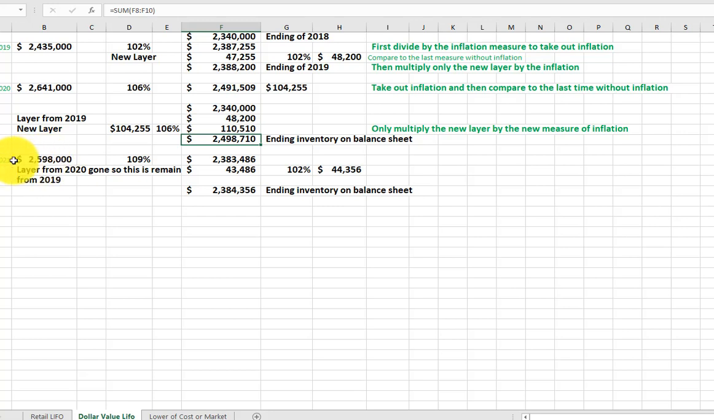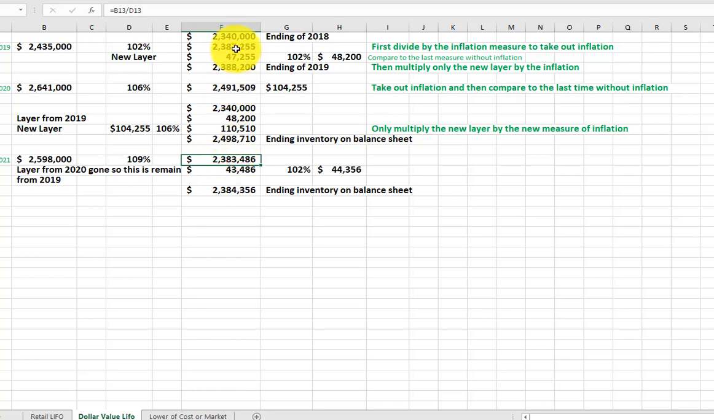Okay, moving on to 2021, this is our inventory. Same step, take out inflation: 2,383,46. We compare it to the last time we had no inflation. When was the last time we had taken out inflation? Right here. See, we took it out, and that's the number. But we're not above that. We're below that, which means that we've gotten rid of some of the layers. So we go back to the time that we considered we had no inflation before that, and we go to this number. And lo and behold, we're below that.